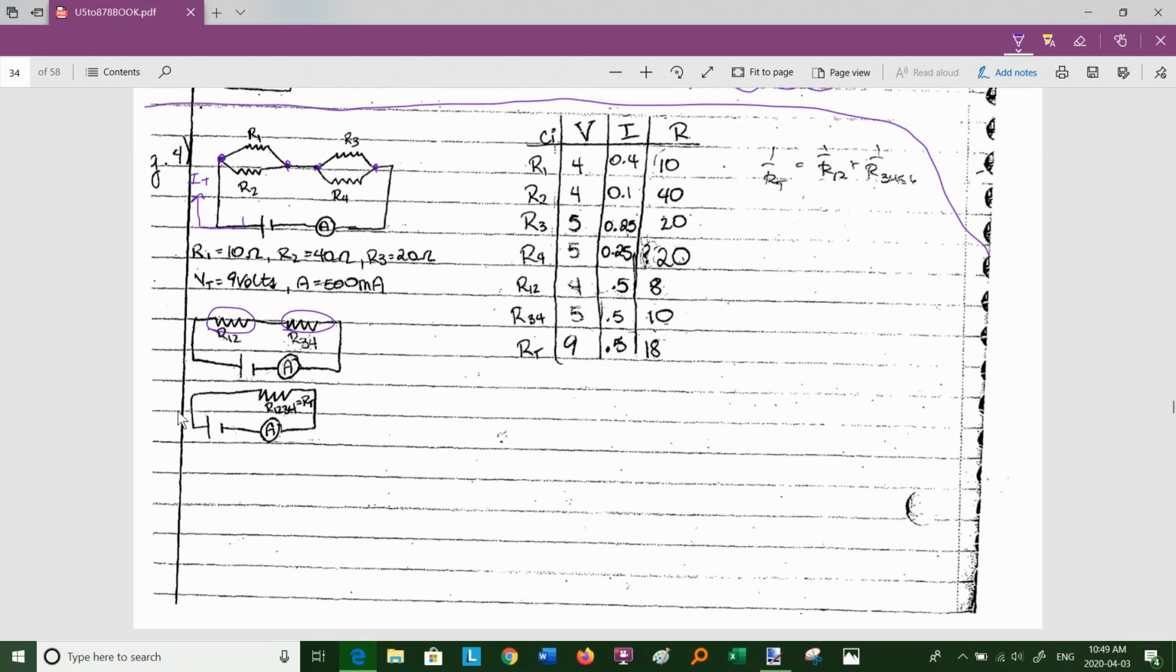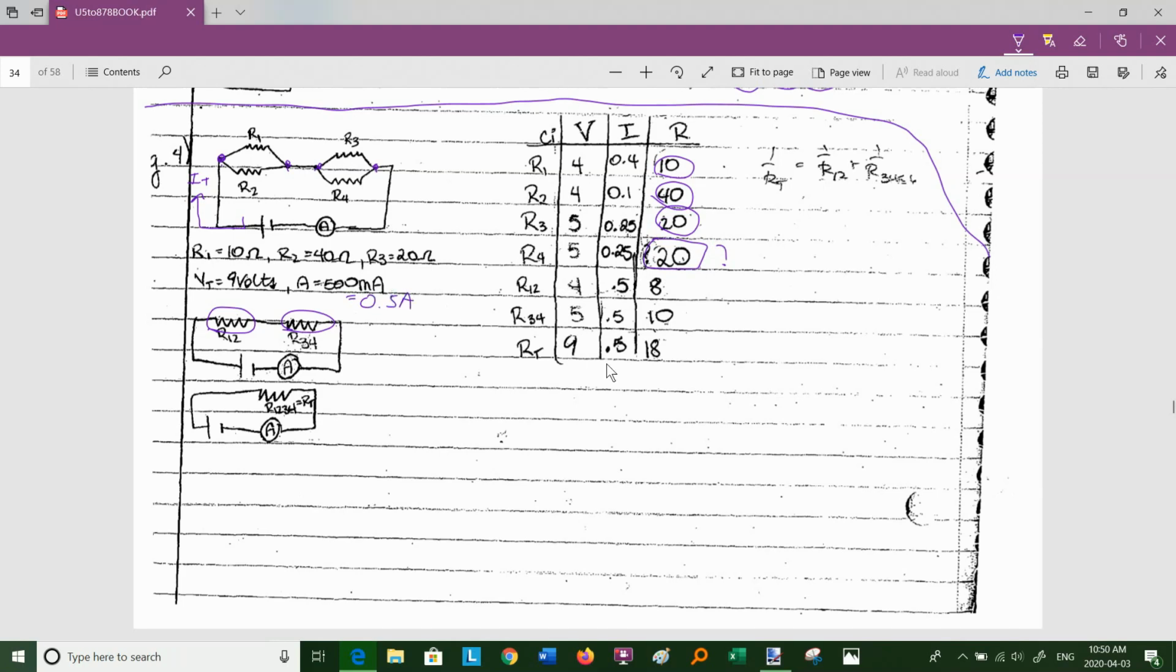So we're given here R1 is 10 ohms, R2 is 40 ohms, R3 is 20 ohms. And this is an interesting one. We have to find resistor 4. We have the answer there, 20, but that was the one we were supposed to find. Now they give us the total voltage is 9 volts, and they give us 500 milliamps for the current, which is the total current, 0.5 amps.